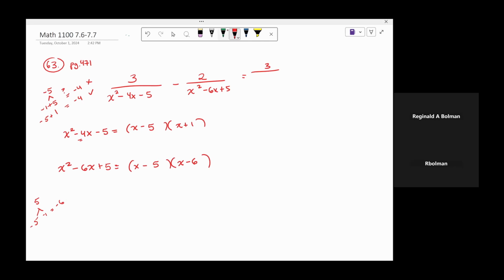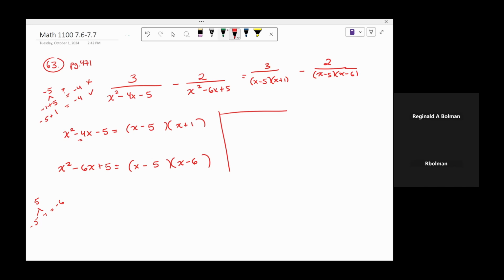So now we have 3 over x minus 5 times x plus 1, and this is minus 2 over x minus 5 times x minus 6. Excellent. Let's make sure you don't get your factors backwards.